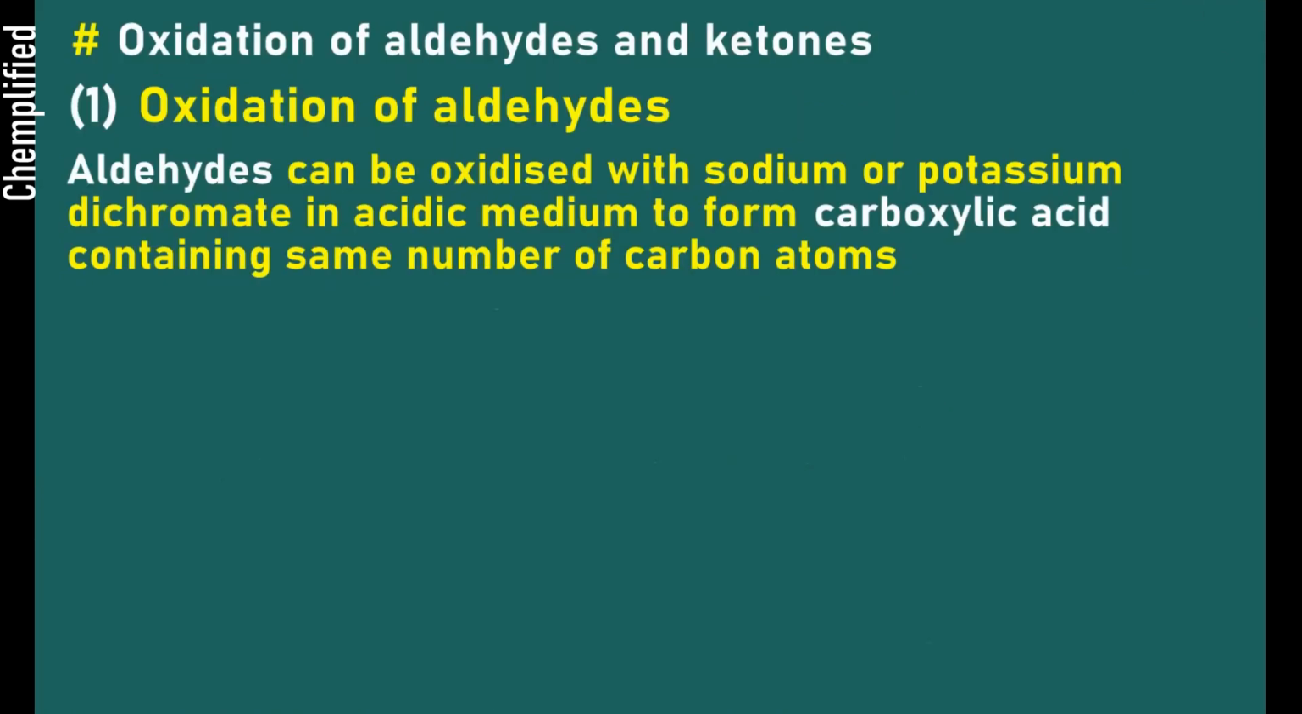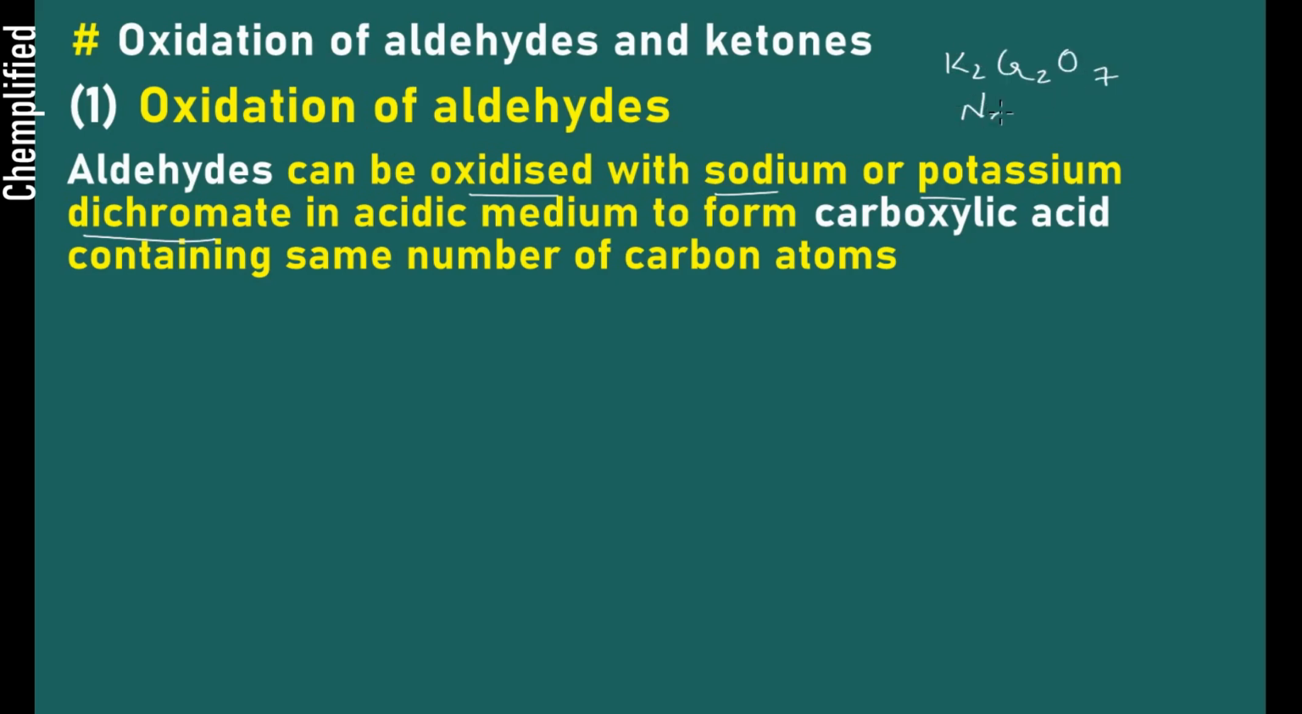Now move to the oxidation of aldehydes and ketones. We have already talked about the reduction reactions, and we will talk about oxidation of aldehydes and ketones. So the first one, oxidation of aldehydes. Aldehyde can be oxidized with sodium or potassium dichromate. What is this sodium and potassium dichromate?